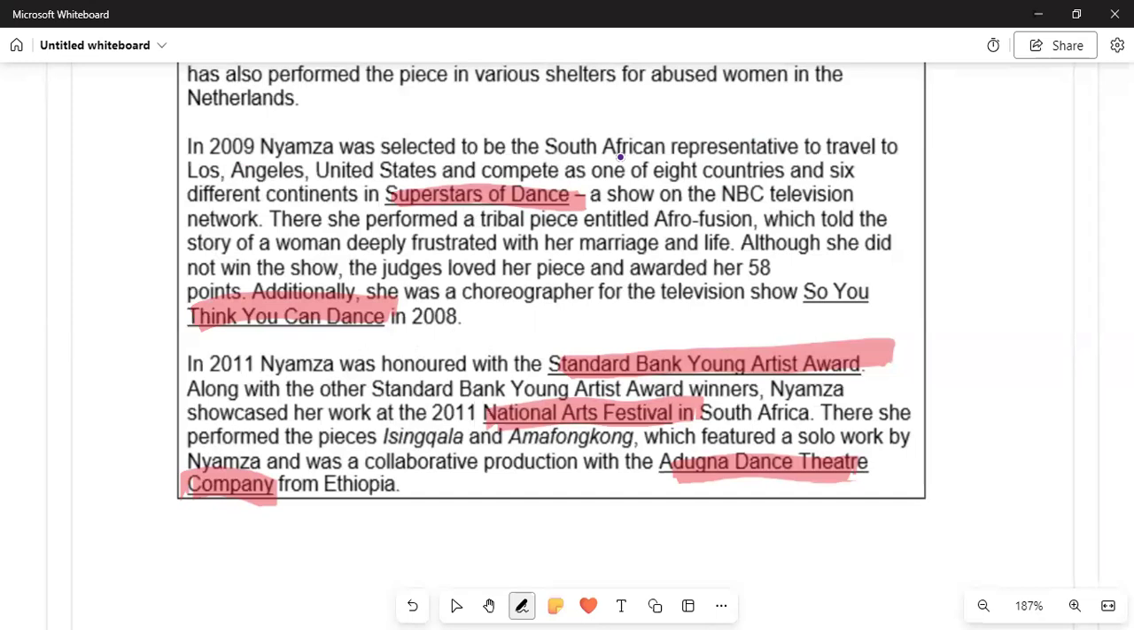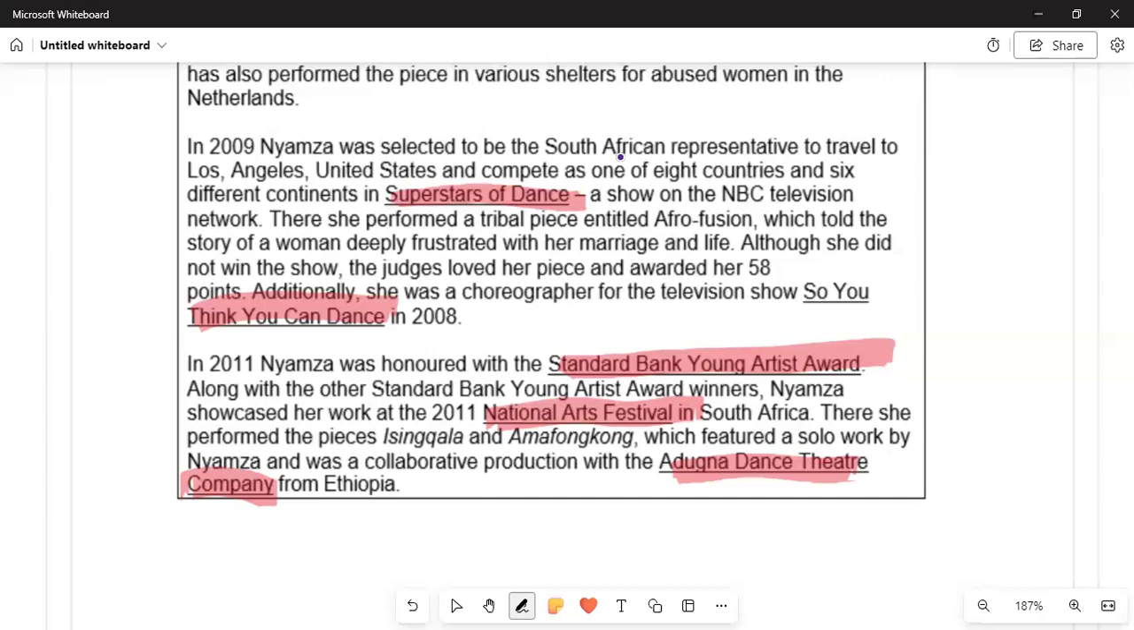Additionally, she was a choreographer for the television show So You Think You Can Dance in 2008. In 2011, Nyamza was honored with the Standard Bank Young Artist Award, along with the other Standard Bank Young Artist Award winners. Nyamza showcased her work at the 2011 National Festival in South Africa.